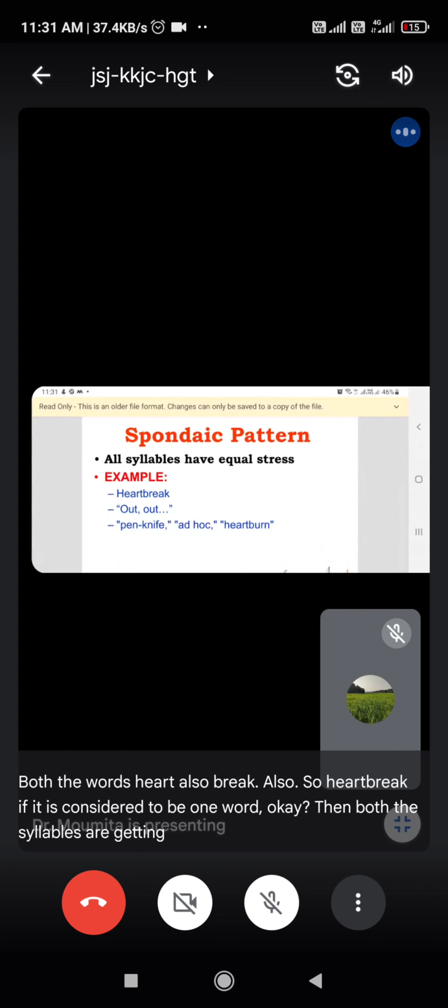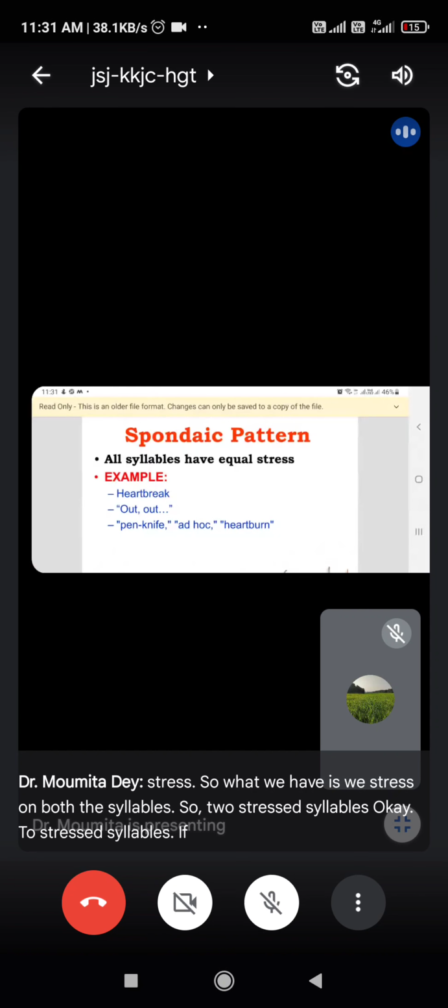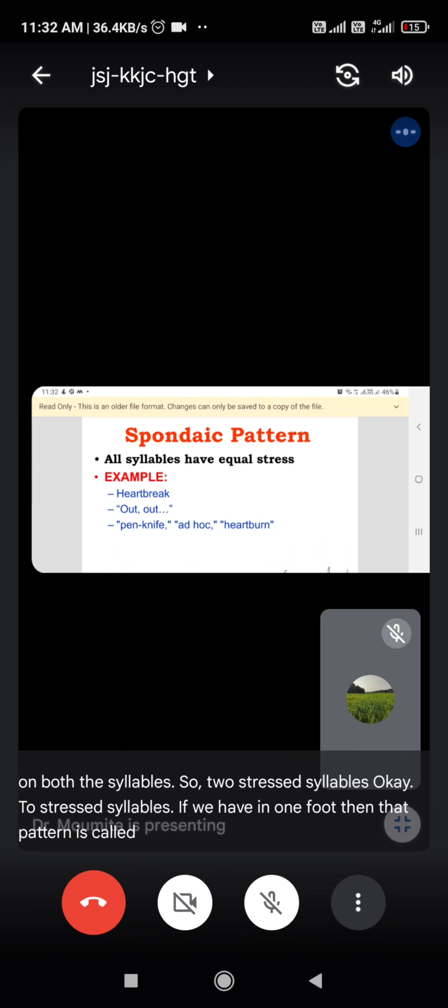So heartbreak, if it is considered to be one word, then both the syllables are getting the stress. Okay, so that is why we say it's a special kind of pattern where we have two syllables in one given foot and both the syllables get equal stress. So two stressed syllables in one foot, then that pattern is called spondaic pattern. Okay, this is a special case.